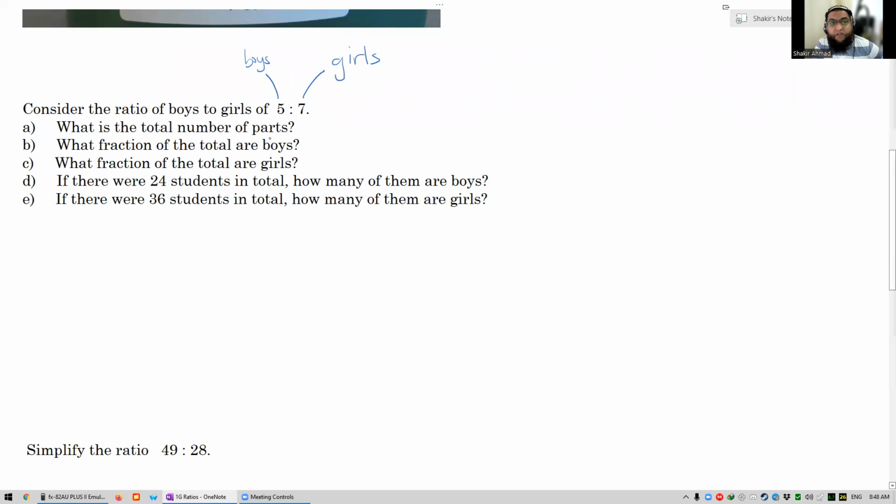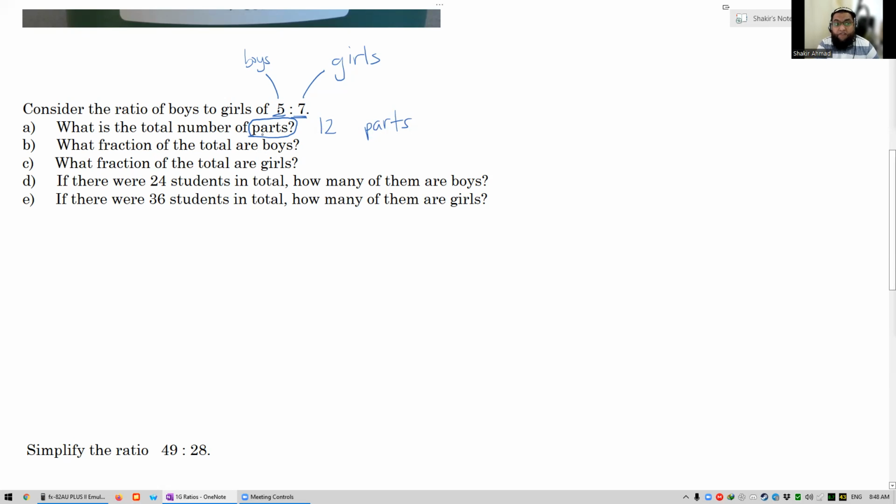What is the total number of parts? This is very, very important to understand. We want to think of this in terms of parts. There are 5 parts here and 7 parts there, for a total of 12 parts. 5 plus 7 is 12 parts. That's very important to understand. You'll end up calculating the total number of parts frequently.